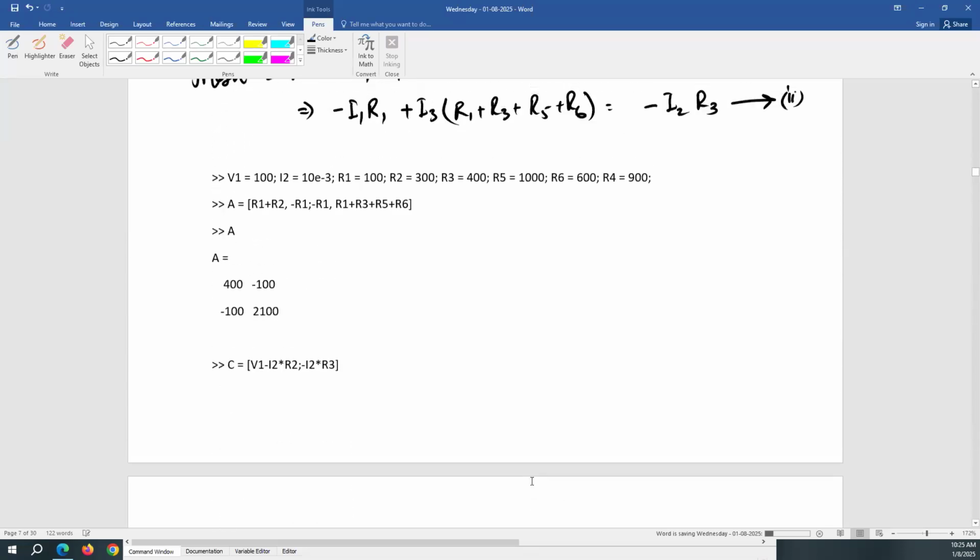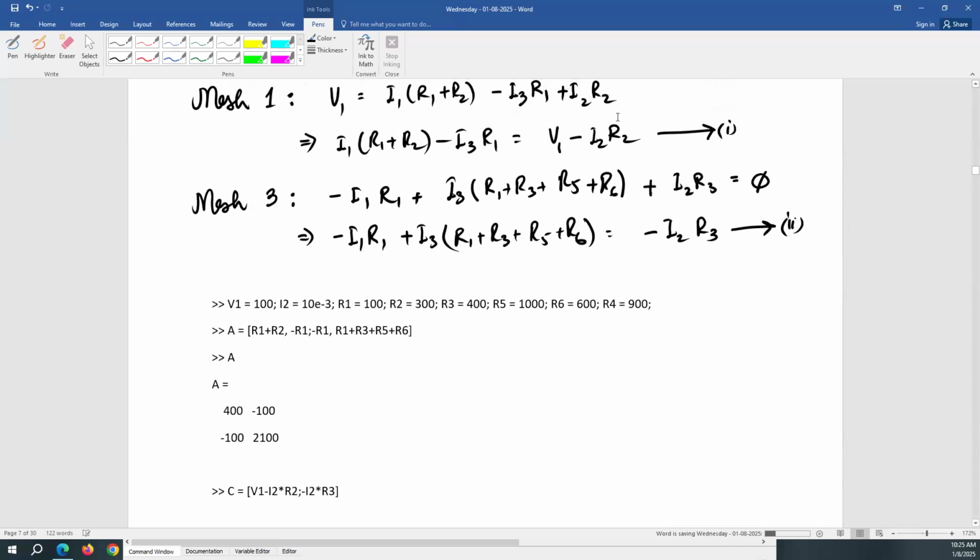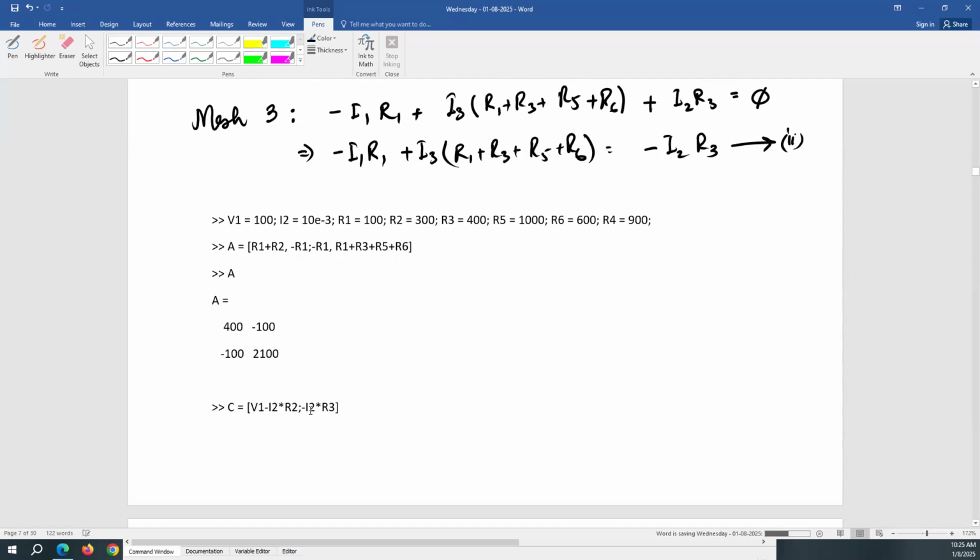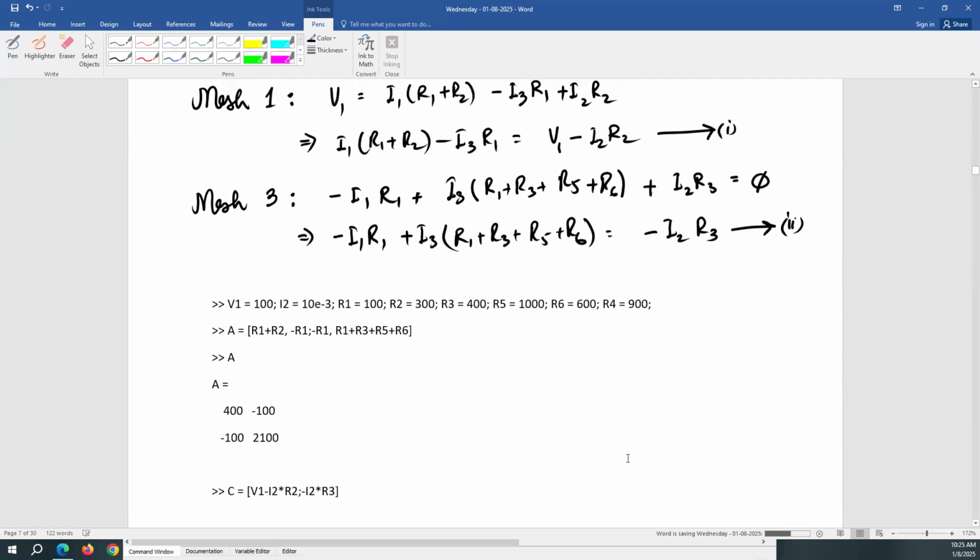Yeah, C is your constant values on each side of the equation. V1 minus I2 times R2 and negative I2 times R3. So again, don't forget why we are writing this, because we have A times I is equal to C, where C is the constant vector from each equation. I, of course, is the matrix.